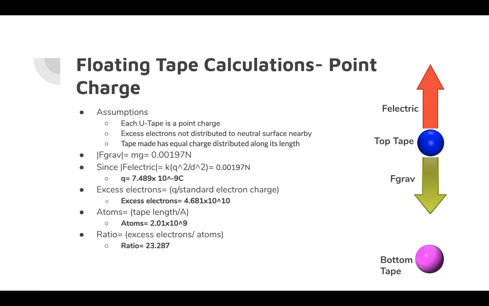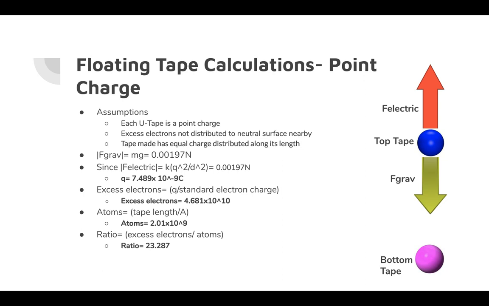My floating tape calculations using the point charge method we used in Lab 1 allowed me to make assumptions that each U-tape is treated as a point charge instead of a line charge, that excess electrons are not distributed to nearby neutral objects, and that the tape has an equal charge distributed along its length, but we're treating it as a point charge. So the force of gravity's magnitude was 0.00197 newtons, and this is equal to the force of electricity's magnitude, which when you solve for Q, you find that Q is equal to 7.489 times 10 to the negative 9 coulombs.